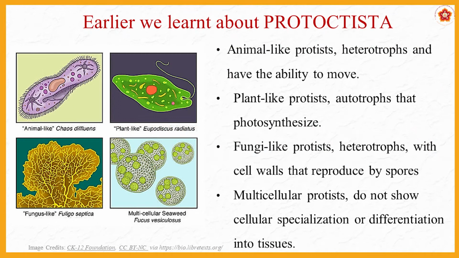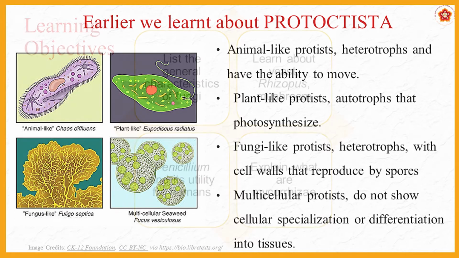In our previous class, we spoke about protists, where protists were classified based on their characteristics, their similarities with animals, plants, fungi, and also multicellular seaweeds. We spoke about how animal-like protists were heterotrophic and can move, plant-like protists can photosynthesize, and fungi-like protists reproduce by spores, and then multicellular protists that do not show cellular specialization.